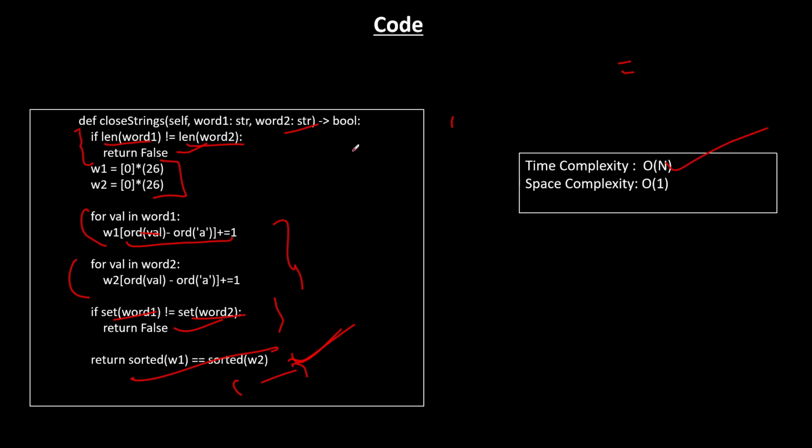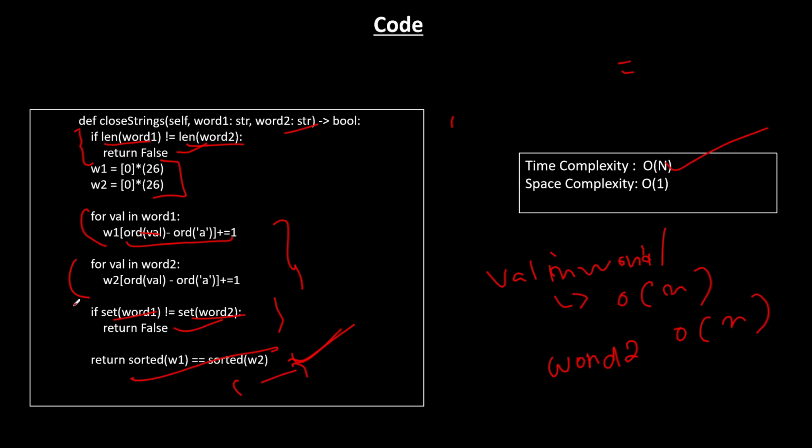Now, time complexity comes out to be O of n. Let me tell you why. Iterating word one takes O of n time. Word two takes O of n time. Then putting values in set one also takes O of n time. These three things are done, so three times we have O of n plus O of n plus O of n.